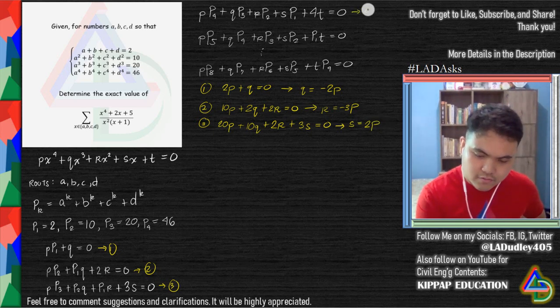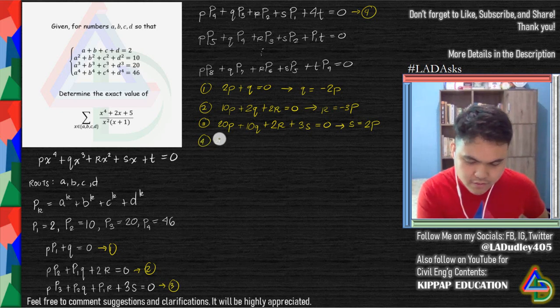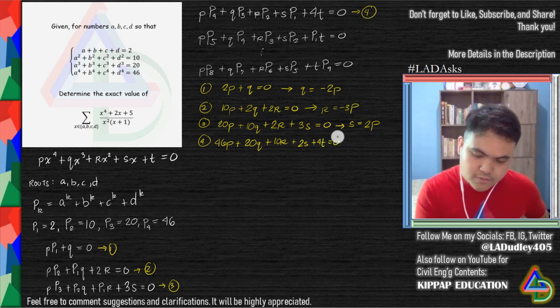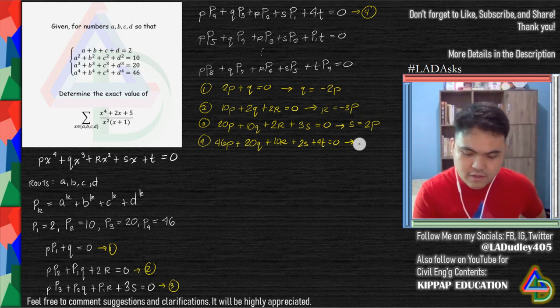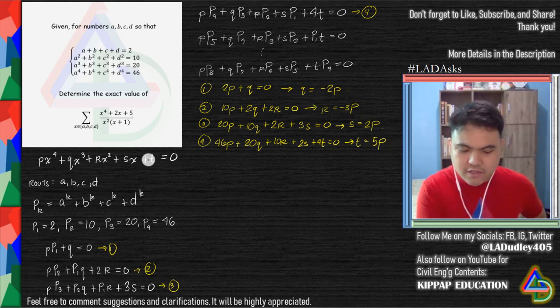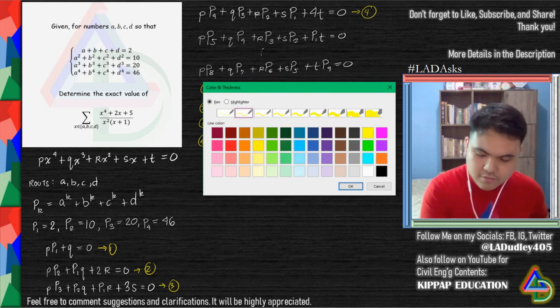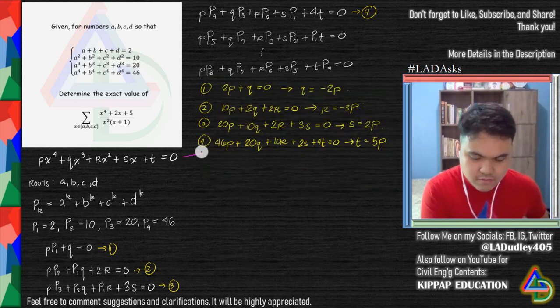Then, equation 4. Equation 4, we have 46p plus 20q plus 10r plus 2s plus 40 is equal to 0. Then, substitute mo ulit yung naunang tatlo, then solve for t. And the value of t in terms of p is actually 5p. Okay, so meron na tayong values ng q, r, s, and t in terms of p. We can actually substitute that to this polynomial.